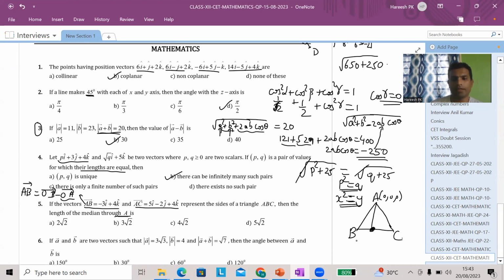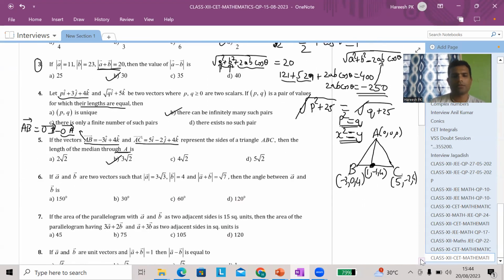If I assume OA as origin itself, so AB becomes equal to OB. So that means this point is directly going to become minus 3, 0, 4. And this point is going to become 5, minus 2, 4. So the midpoint of this will be, if you use the midpoint formula, 1, minus 1, 4. And now when you use the distance formula, you'll end up getting root of 1 square plus 1 square plus 16, which is root 18, which is 3 root 2. It's an easy one. What about the sixth question?